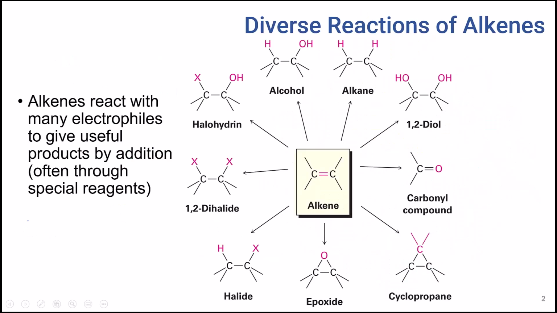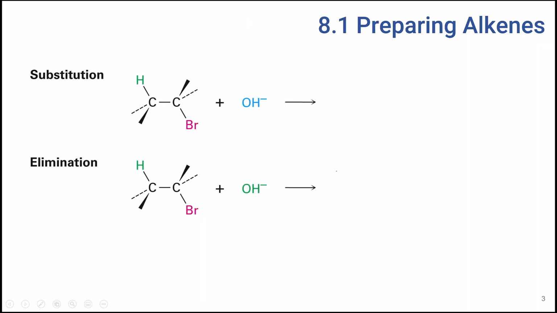And there's a lot of different reactions that we can do once we have an alkene that's formed. So it's going to react with a lot of electrophiles to give us a whole bunch of different functional groups. So we can see alcohols, alkanes, carbonyl compounds, epoxides, alkyl halides, etc. One of the reactions we can do is a substitution reaction, where our Br is going to be replaced with the OH here. This can also be called the functional group transformation.